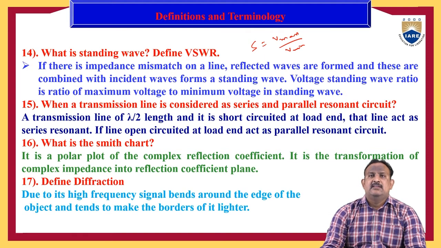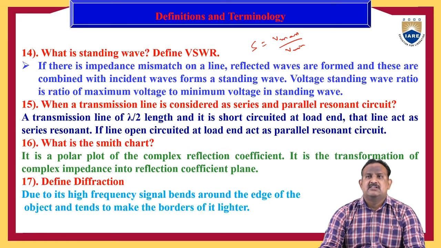When a transmission line is considered as a series and parallel resonant circuit: a transmission line of lambda by 2 length that is short circuited at the load end acts as a series resonant circuit. I repeat the definition: a transmission line of length lambda by 2 that is short circuited at the load end acts as a series resonant circuit. If the line is open circuited at the load end, it acts as a parallel resonant circuit.